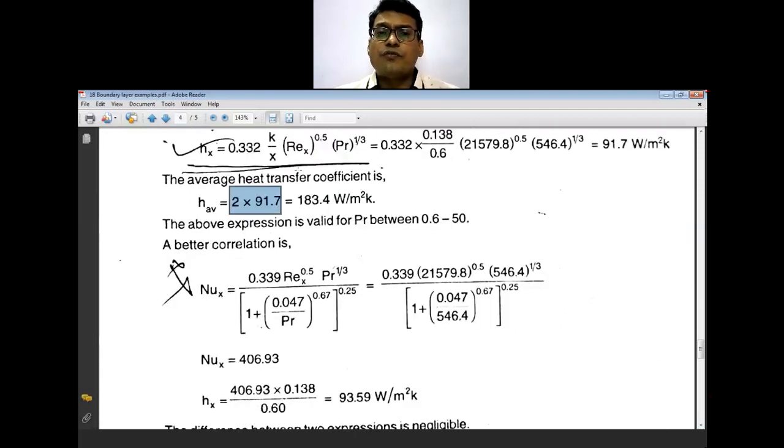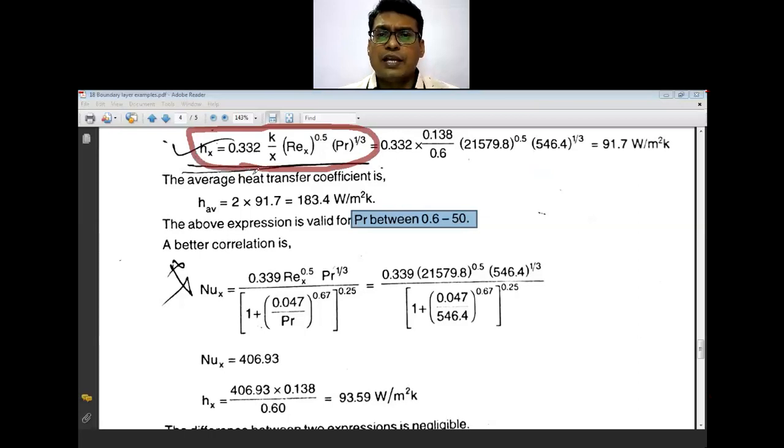Now this is one of the relations that is used to calculate the heat transfer coefficient. Then there are other relations also. However, this relation corresponds to the value of Prandtl number between 0.6 to 50. However, in this numerical, the Prandtl number is 546.